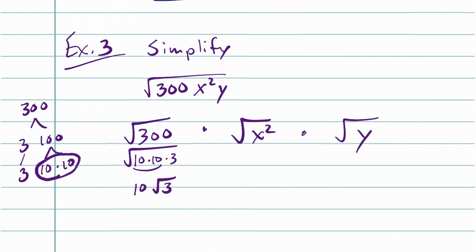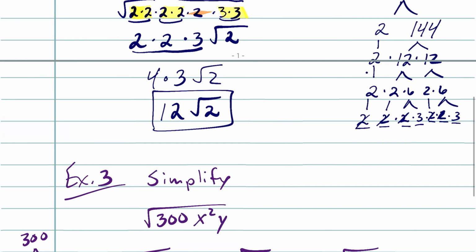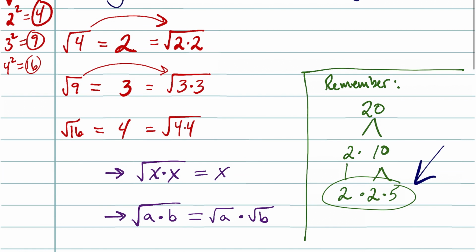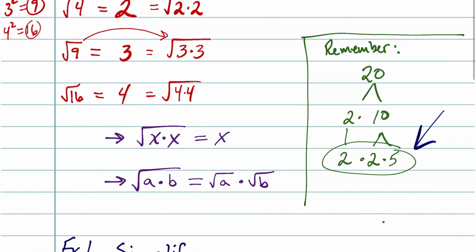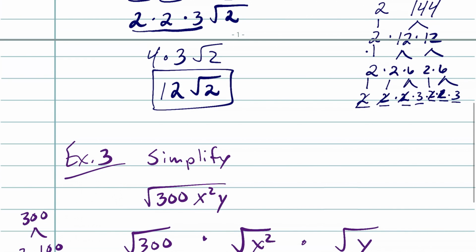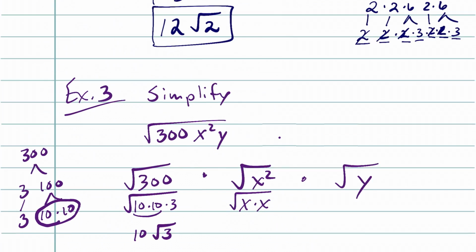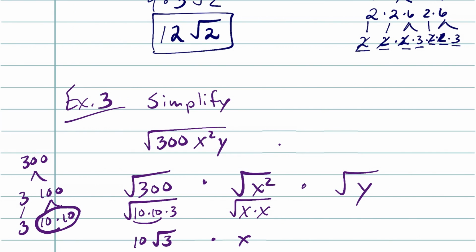And then when you look at the x squared, you need to understand that x squared is x times x, and that's a pair of factors x, and we wrote that even earlier right here. So the square root of x times x is just x. So that's just x there. And then the square root of y, there can't be anything to pair up out of that, so it stays underneath the radical.